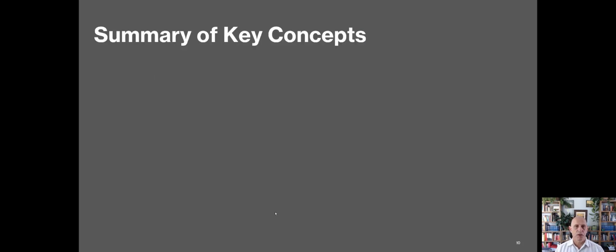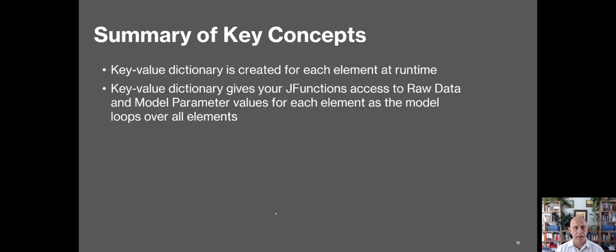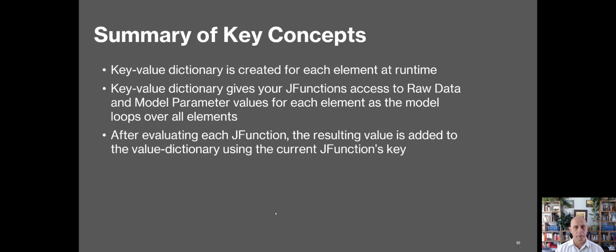So that's it for this video. Let's go over the key concepts. Basically, we stated how a key value dictionary is created for each element at runtime. We showed the key value dictionary gives your J functions access to raw data and model parameters for each element as the model loops over the elements.